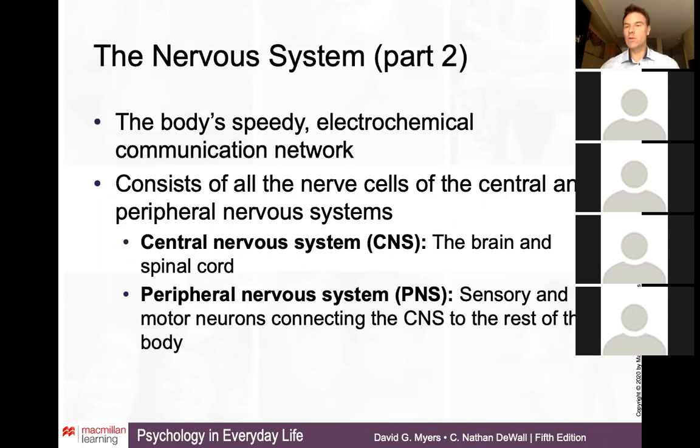So the central nervous system is composed of the brain and the spinal cord, and the peripheral nervous system is composed of the sensory and motor neurons and interneurons connecting the central nervous system to the rest of the body. And this is a very fast way of the body communicating with itself and also navigating through its immediate environment.